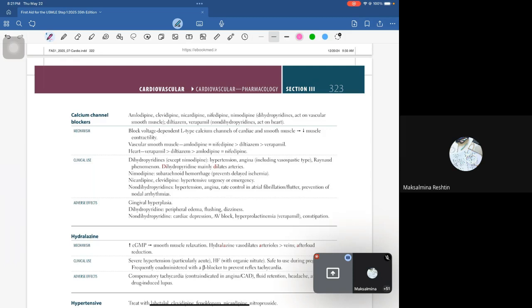We have given him amlodipine or we have given nicardipine. What will be the mechanism of action? Right. So these are not going to act on the cardiac muscles. These are going to act on the vascular smooth muscles.